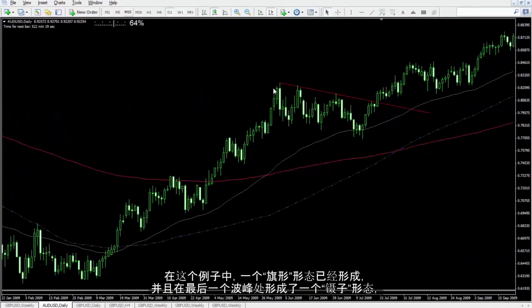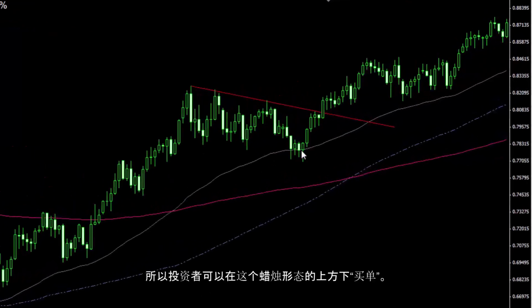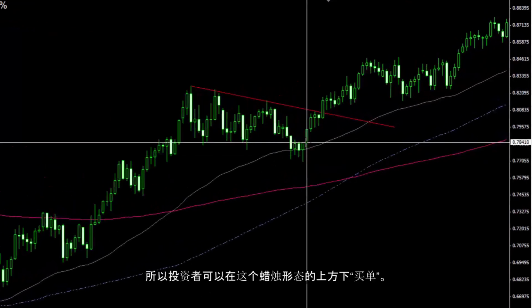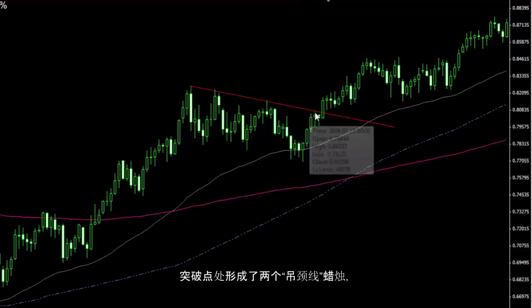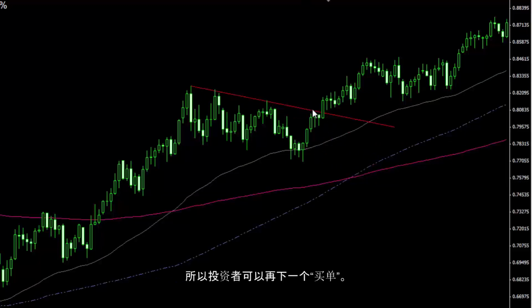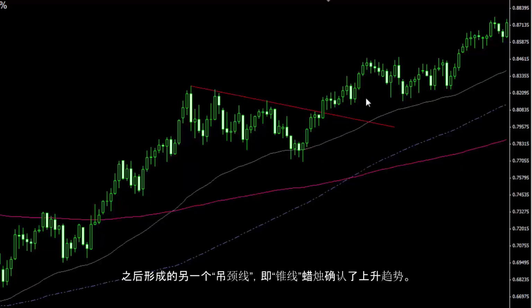In this example, a flag pattern has formed, and on the last peak a tweezers pattern formed. So, a trader could place a buy order over that candle pattern. Two hanging man patterns have formed on the breakout point. Thus, another buy order could be placed by a trader. Later, another hanging man or hammer has confirmed an upward trend.